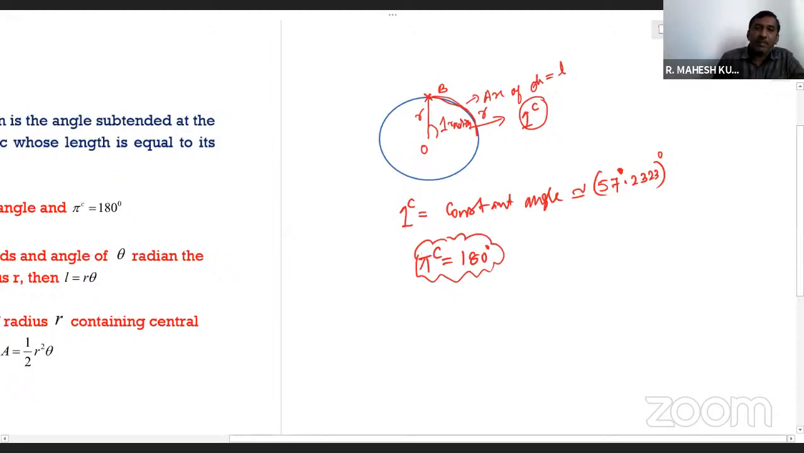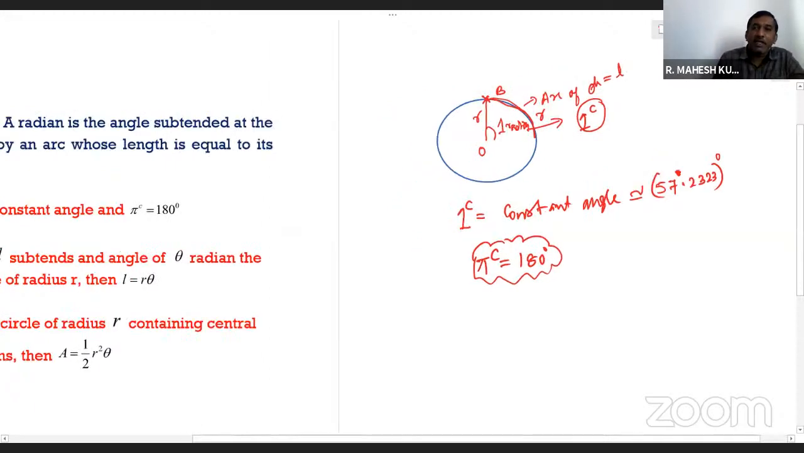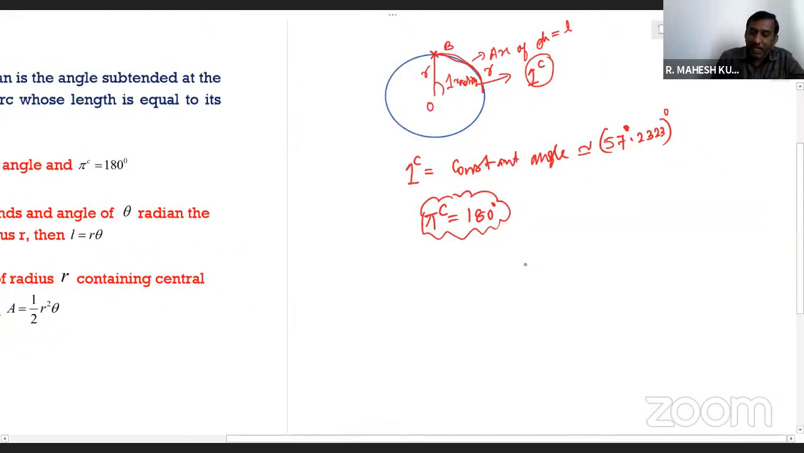In the same way, suppose L is the length of the arc of a circle subtending an angle theta radian at the center of a circle of radius r units. Then the length of this arc is given by r into theta. This is another useful formula. L is given by r theta.